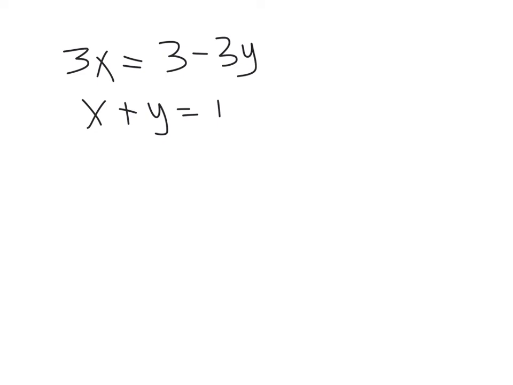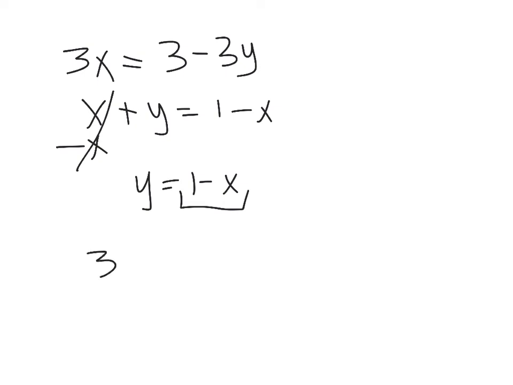What I'm going to do is get this y on the bottom by itself by subtracting x from each side. My new equation is y equals 1 minus x. Wherever I see a y on the top, I'll plug in 1 minus x. So the top equation says 3x equals 3 minus 3y. Instead of y, I'm going to write 1 minus x.